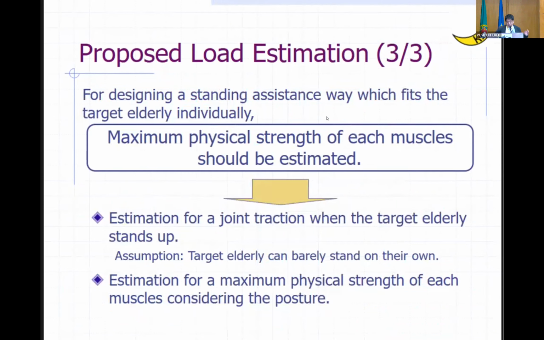So in our proposed method for designing a standing assistance way which fits the target individually, the maximum physical strength of each muscle should be estimated. So we estimate the joint traction when the target stands up, and estimate the maximum physical strength of each muscle considering its postures.